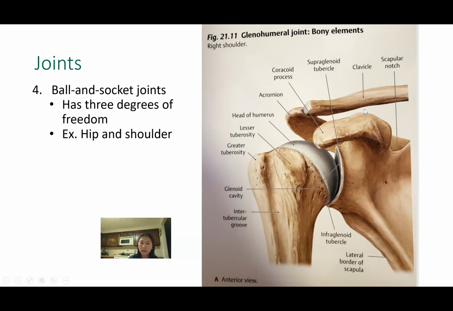And remember, I talked about the classification before. It's a lubricated joint, and this type of material is hyaline cartilage, right? It's highly lubricated, facilitates very mobile movements.